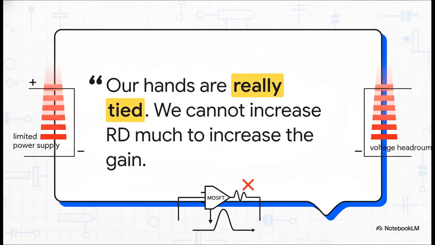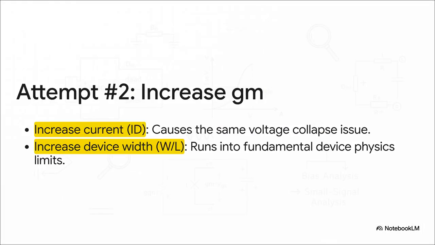So here's the takeaway. When you have a limited power supply, you can't just keep increasing the load resistor to get more gain. You run out of what we call voltage headroom really fast, and the whole thing just stops working. Our hands are tied. Okay, so that was a dead end.